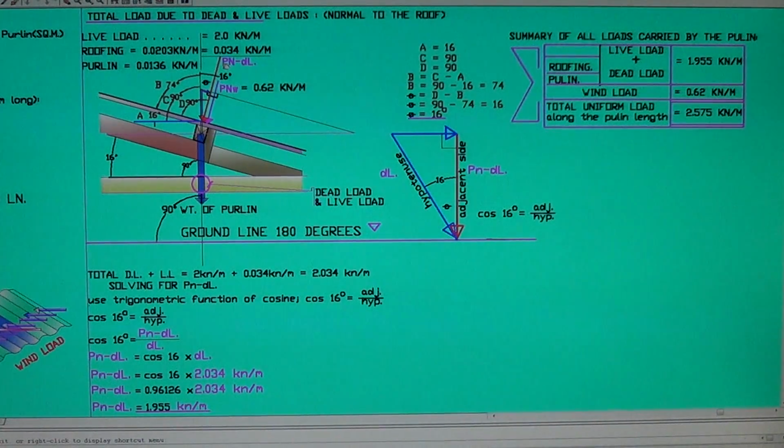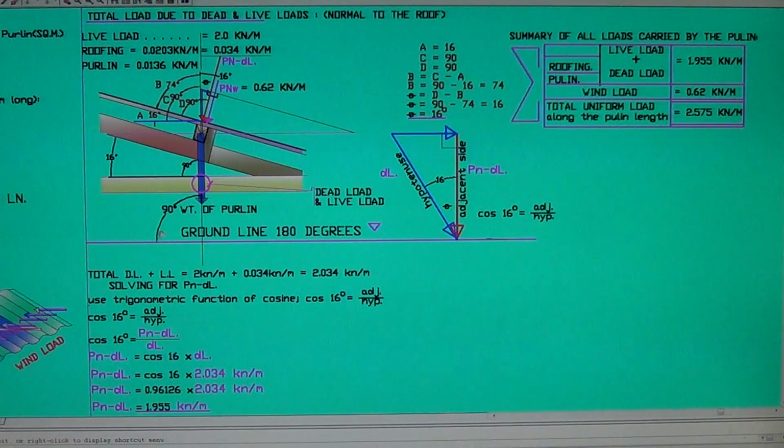The load PN means the load normal to the roof, to the surface of the roof, and this is the category of dead load and the live load. So it's a little tricky to solve for this angle here. We're looking for, this is the dead load and live load. The dead load and live load is gravity load and the direction of their weight. Okay, the direction of their weight is going to the ground, 90 degrees to the ground.